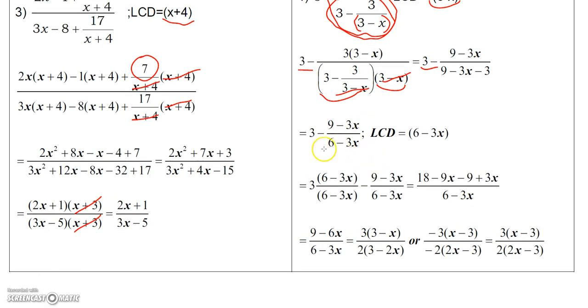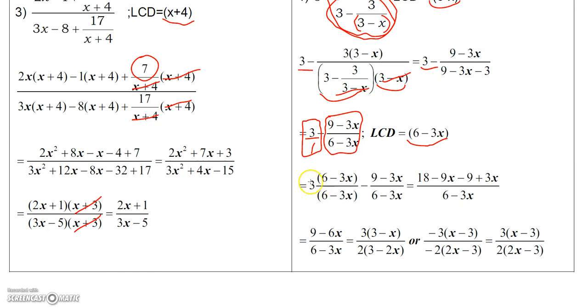Now I'm going to let the common denominator be 6 minus 3x. I actually could simplify that a little bit, but I don't want to do that right now. I'll do that at the end. So if you look at now, I have this fraction, which has a denominator of 6 minus 3x. And then I have this fraction, which as a fraction would simply be 3 over 1. So all I need to do is figure out a way to make 3 over 1 have a denominator of 6 minus 3x. And I can do that by just multiplying 3 by 6 minus 3x over 6 minus 3x.